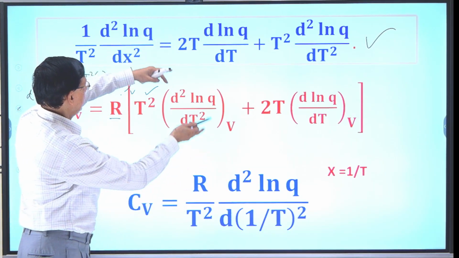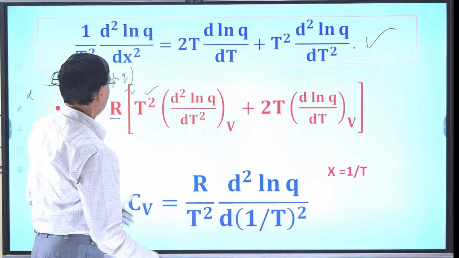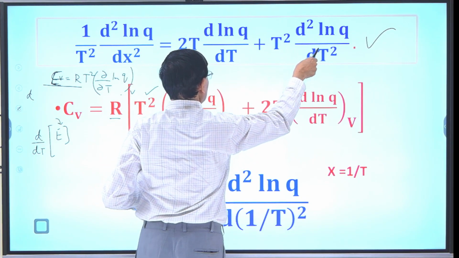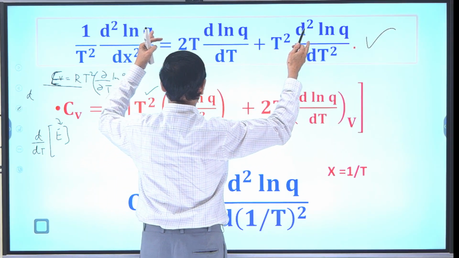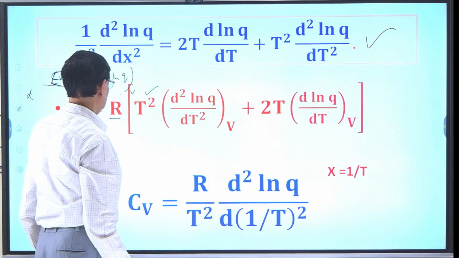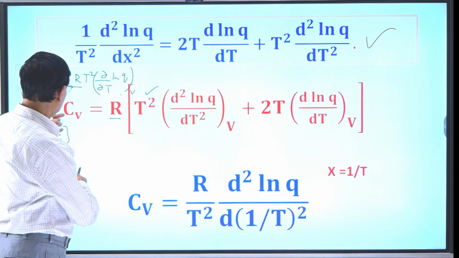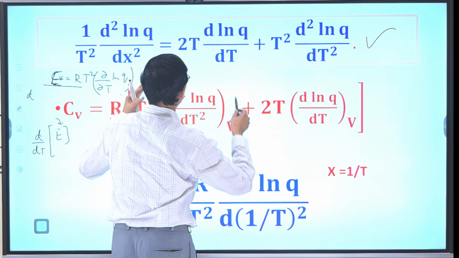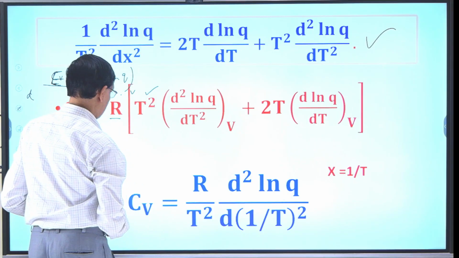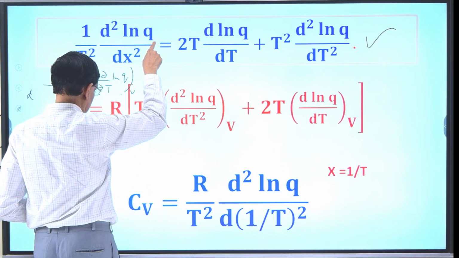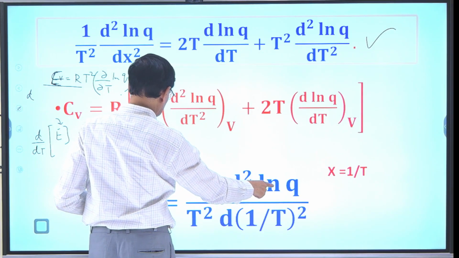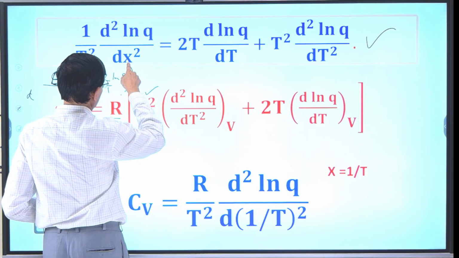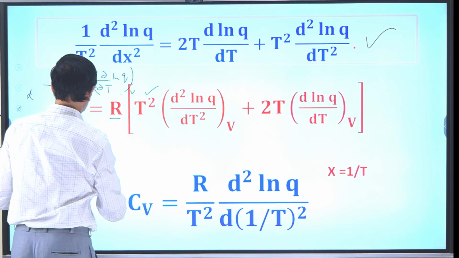नाउ यू जस्ट कंपेयर दिस टू थिंग्स. आप देखेंगे दीज आर सेम. t square d square natural of q, सेम थिंग. सो दैट मीन इन दैट प्लेस आई कैन राइट सी भी, इस पूरे जगह में हम इसको लिख सकते हैं, इस पार्ट को हम लिख सकते हैं. तो d square natural log of q t square d, क्योंकि dx जो है, x जो है 1 बाई t है.